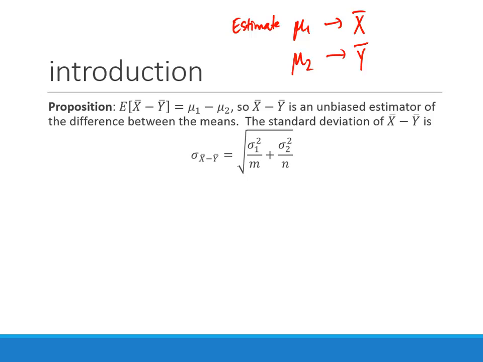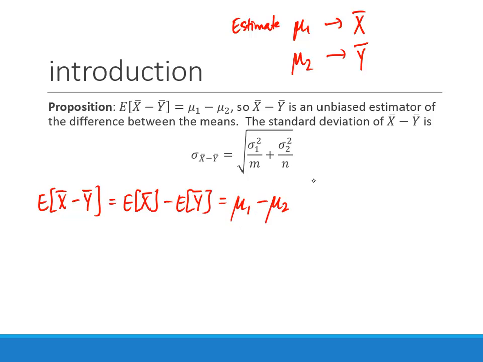So again, if I want to estimate mu1 minus mu2, the difference there, look at the expected value of x bar minus y bar. Remember I can distribute that expectation, I have a linear thing there, so this is the expected value of x bar minus the expected value of y bar. And we know those sample means are unbiased, so this is equal to mu1 minus mu2. We're trying to estimate this difference between means, so that means we have an unbiased estimator here, which is good.